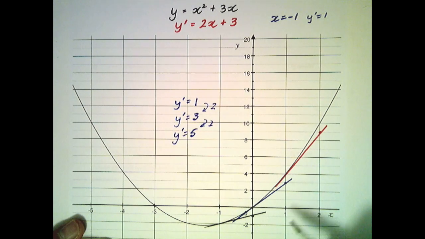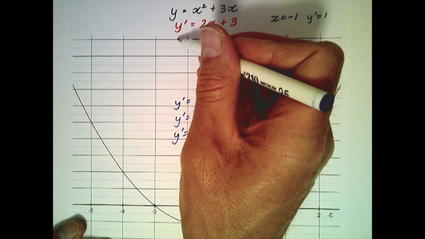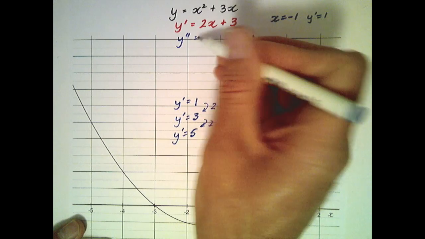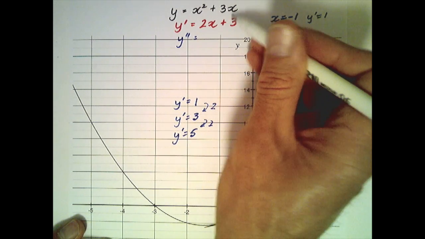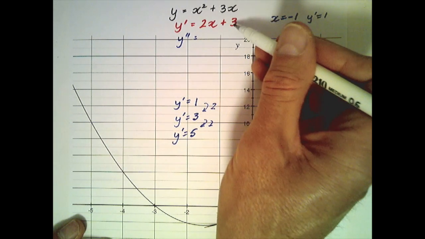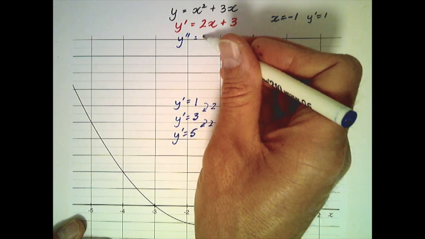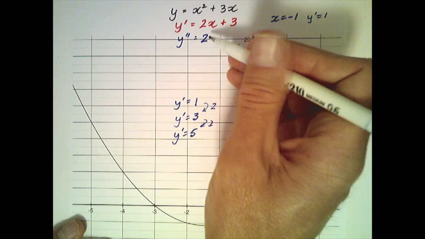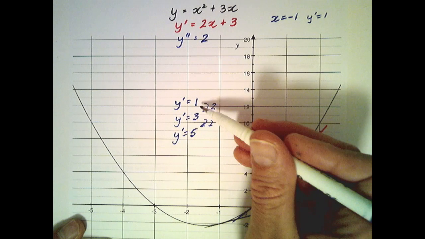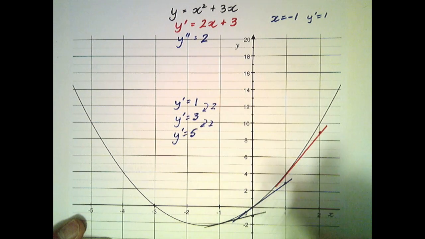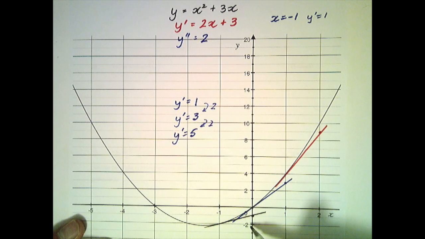And coincidentally, what happens if we find the second derivative? We get the second derivative of this original equation, which is just the derivative of the first derivative, is 2. And that's basically telling us that the derivative is going up by 2 units every time we move across 1 on the x-axis.